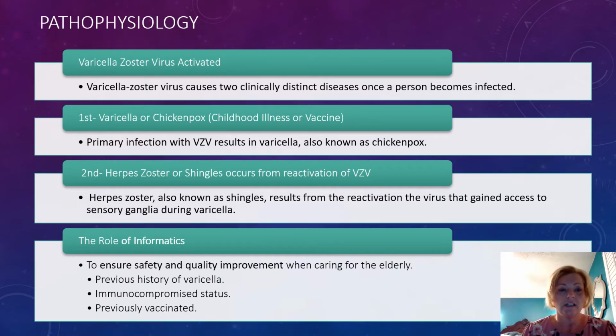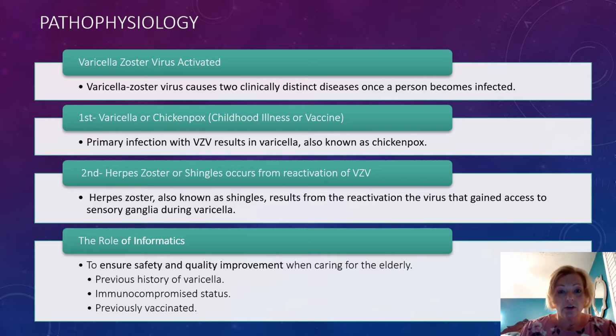Let's discuss pathophysiology. First, the varicella zoster virus has to be activated. The varicella zoster virus causes two clinically distinct diseases once a person becomes infected. First, you have varicella or chickenpox. This is a childhood illness or a vaccine received in childhood. This is your primary infection with the virus that results in chickenpox or your vaccination against it. Second would be your herpes zoster or shingles from the reactivation of the virus.